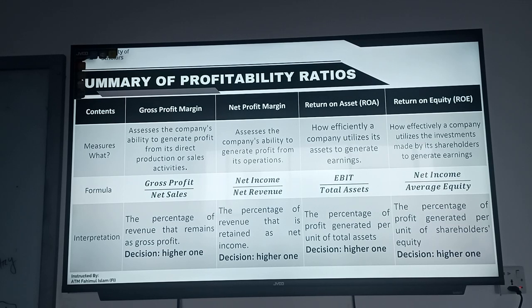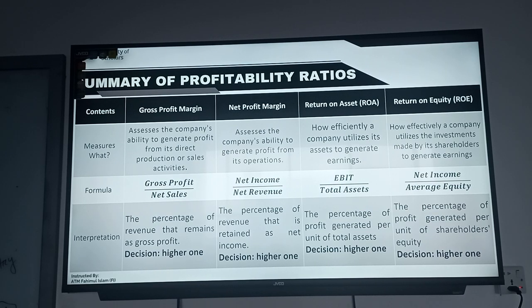Moving on to the return on asset, it measures how efficiently a company utilizes its assets to generate earnings. It also measures a company's ability to generate profit relative to its total assets. And how should we calculate it? Earnings before interest and taxes will be divided by total assets. EBIT, which stands for earnings before interest and tax.